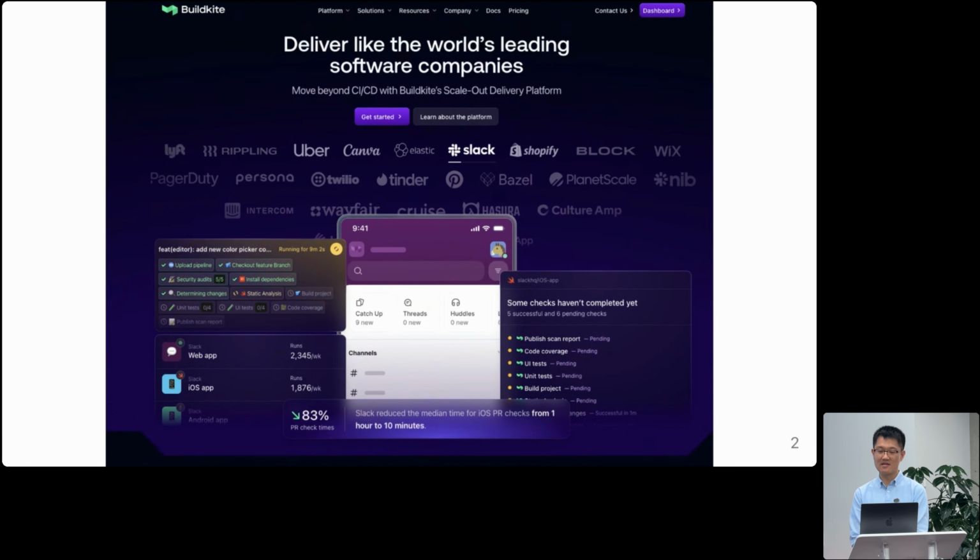Buildkite is a company that helps world-leading engineering teams deliver software at incredible speed. We're best known for CI/CD pipeline orchestration, and so we help companies like Slack and Reddit, Canva, and others to ship their products.